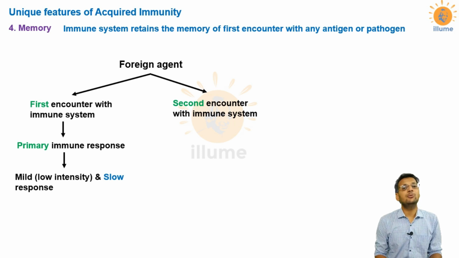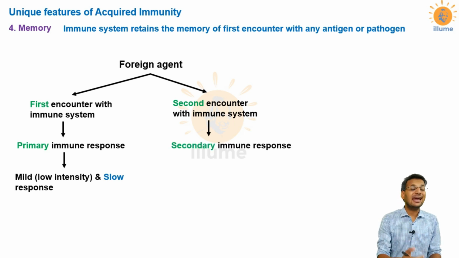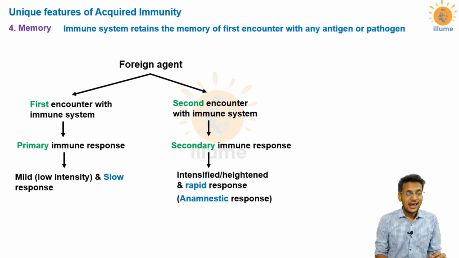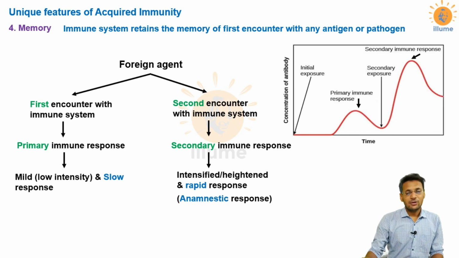Your body takes time to recognize that antigen, to process it, and to produce antibodies and specific immune components against that pathogen. But once they are formed, they are always present inside your body, and whenever there is a second or subsequent encounter, the immune response produced is called a secondary immune response. That response is heightened, intensified and very rapid. Such a response is called an anamnestic response. Anamnestic means something which is remembered and then displayed at a very heightened intensity. I'll explain this with the graph here.